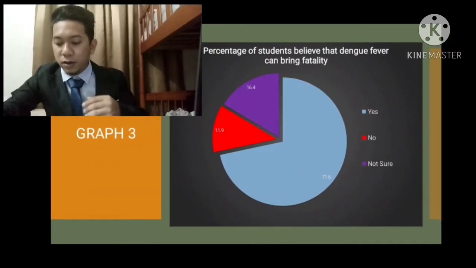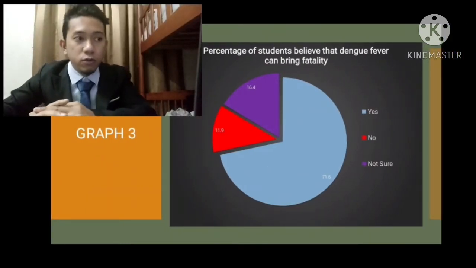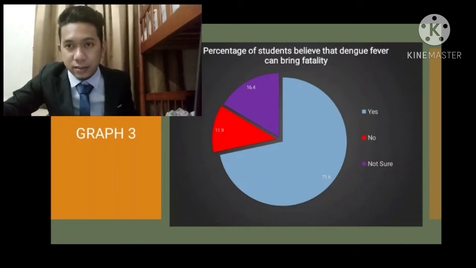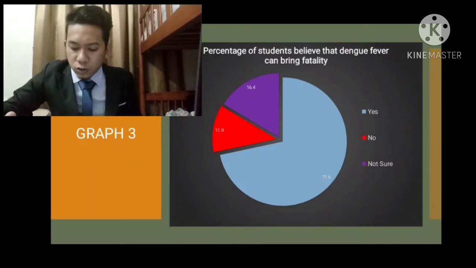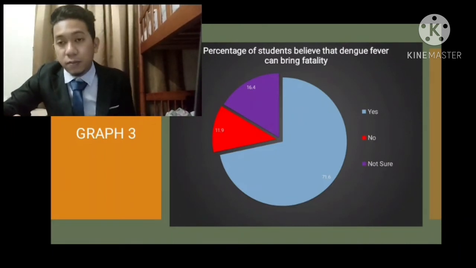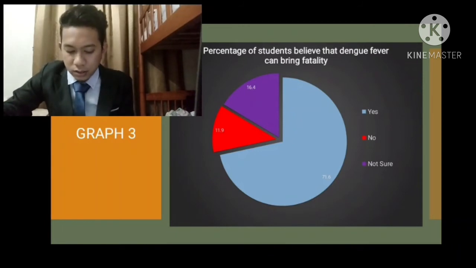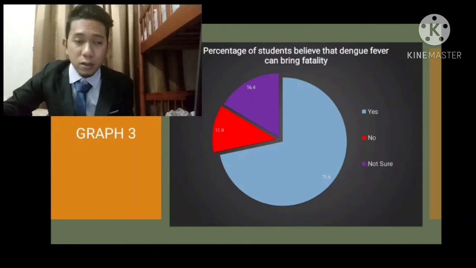Lastly, I will explain about the percentage of students who believe that dengue fever can bring fatality. I use a pie chart to explain the questionnaire that has been voted by 16 Psis students because I think it is more suitable compared to another graph.